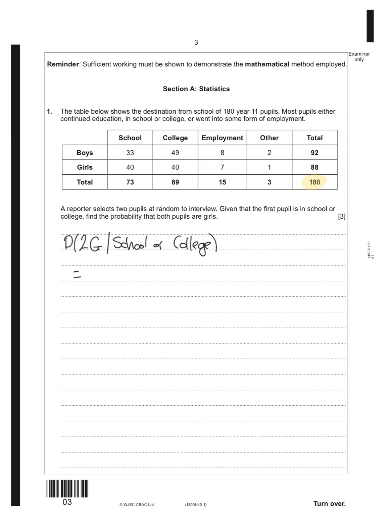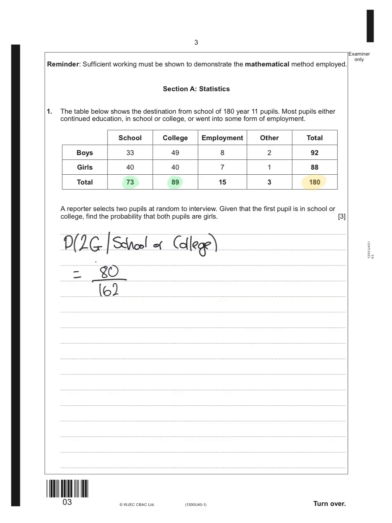Okay, so that means what we have to do for the first person is we have to pick a girl who's in school or college. So first things first, we're only looking at people who are in school or college, and those people are these ones here, and we want a girl from those groups. So we've got 40 girls in school, 40 girls in college, so that's a total of 80. And then we've got 162 people in school or college.